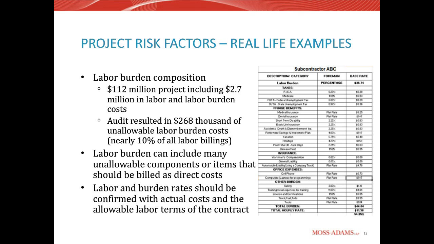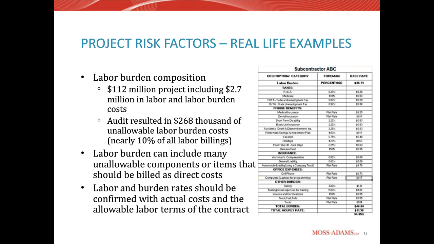Reviewing those different components of each of the subcontracts that we looked at, we ended up finding about $268,000 of unallowable burden costs, which is just shy of 10% of the total labor-related costs that were billed to the project.